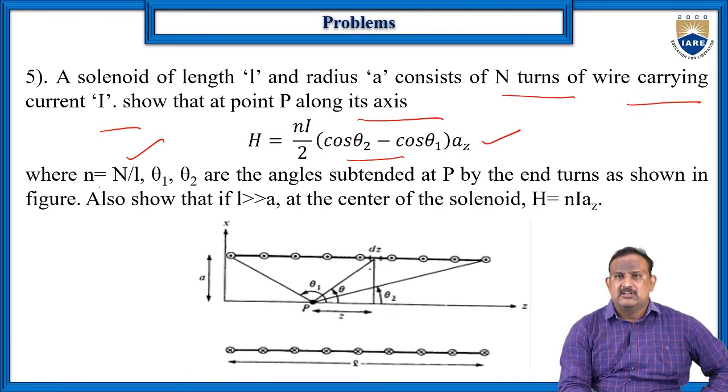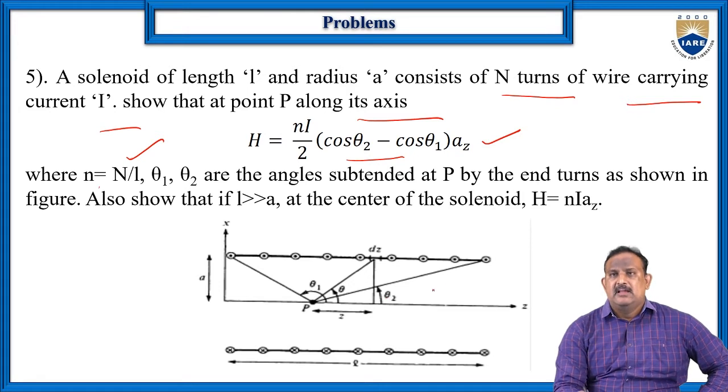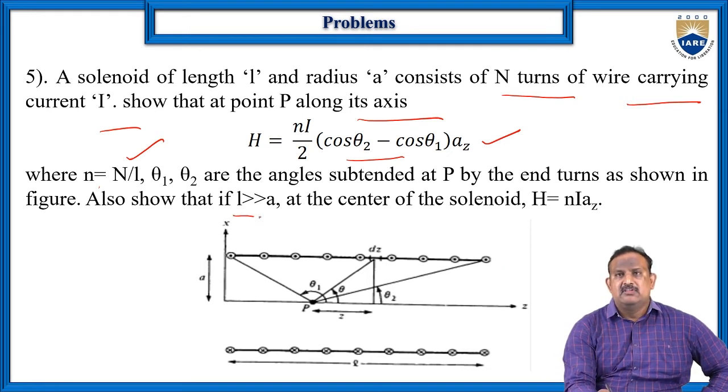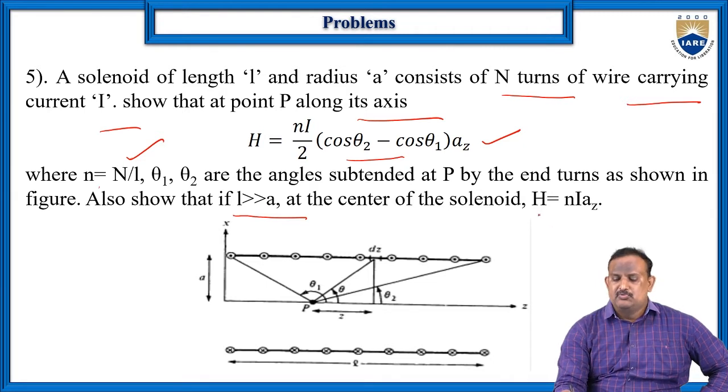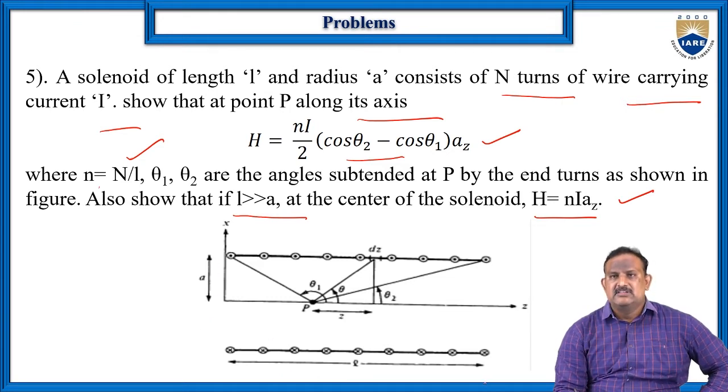Theta 1 and theta 2 are the angles subtended at point P by both the end turns. Theta 1 is the angle made by the end turn of the starting stage, and theta 2 is the angle made by the end turn of the end stage. Here again we need to prove that if L is much greater than a, then at the center of the solenoid, H is equal to n I a_z. Here a is the radius of the solenoid and L is the length of the solenoid.